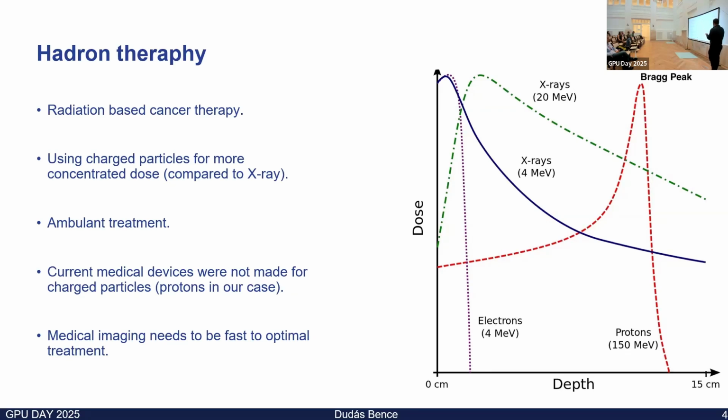So with protons, as you can see here, the difference is that it's a much more concentrated way to do the treatment, because the energy deposition of the protons depends on the energy. The slower they go, the more energy they deposit, and this is how we can concentrate them onto certain locations, where this peak is. So where most of their energy deposition happens depends on their energy.